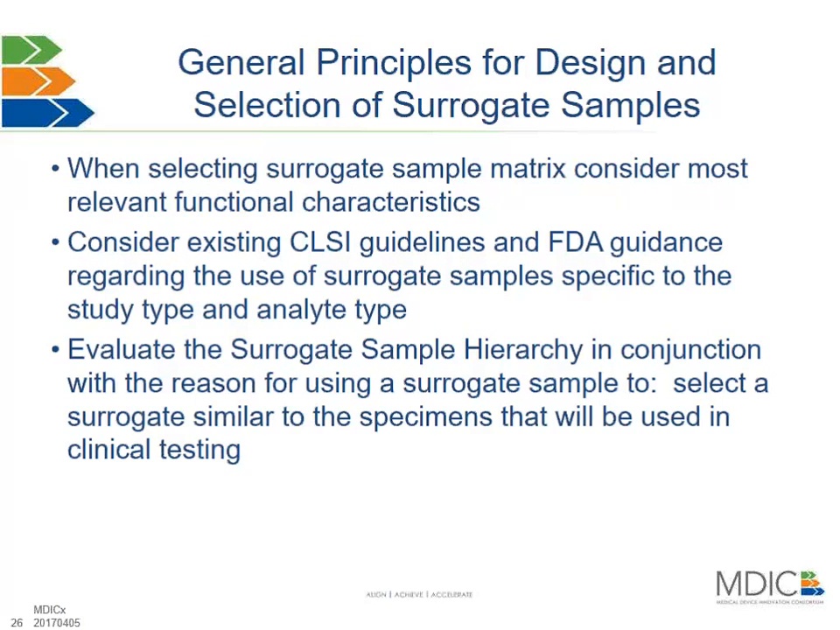After identifying the relevant factors and the reason for using surrogate samples, one would then use the hierarchy to identify a surrogate sample that is similar to the specimens that will be used in the clinical setting, as well as also meeting the demands of the study type.